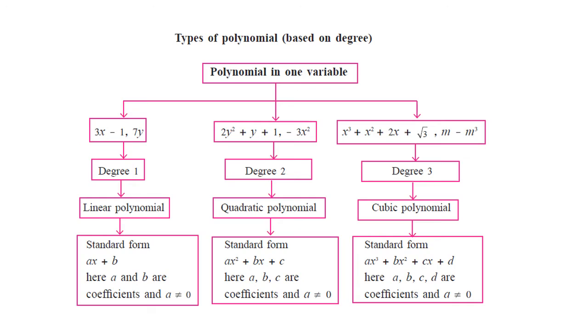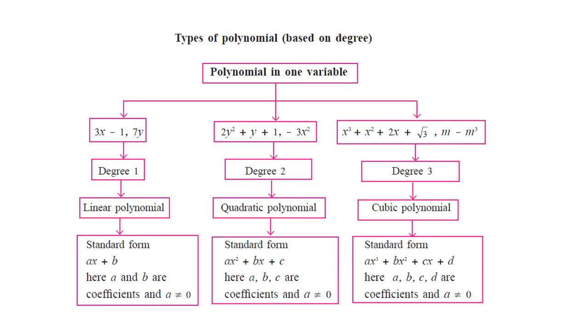In this video, we are going to see the types of polynomials based upon the degree. As polynomials are divided based upon the variables, similarly, we can find the types of polynomials based upon the degree in one variable. If the degree of the polynomial is 1, then it is denoted as a linear polynomial, and the standard form of the linear polynomial is ax plus b. If the degree of the polynomial is 2, then it is denoted as a quadratic polynomial. And the standard form of the quadratic polynomial we have learned, that is ax square plus bx plus c.